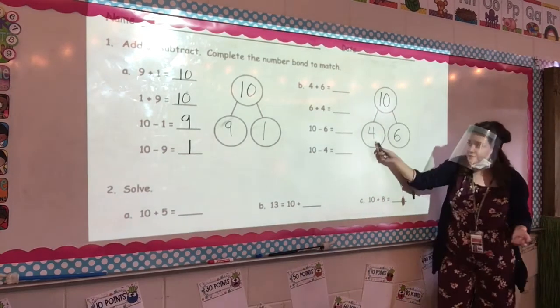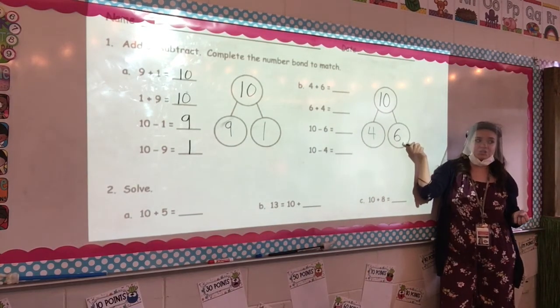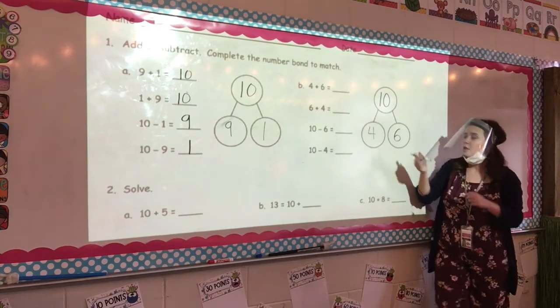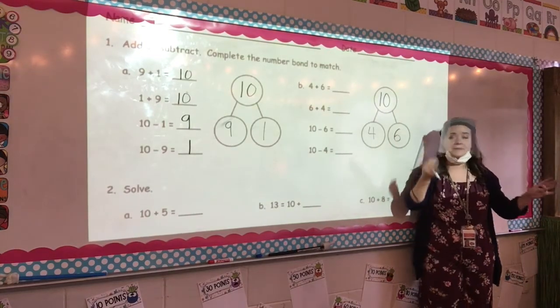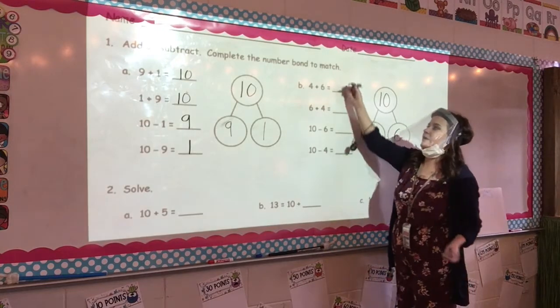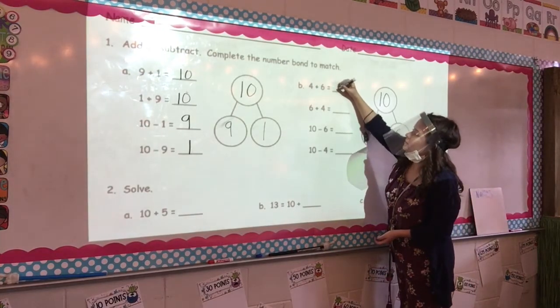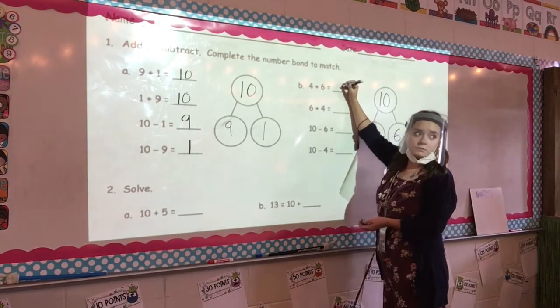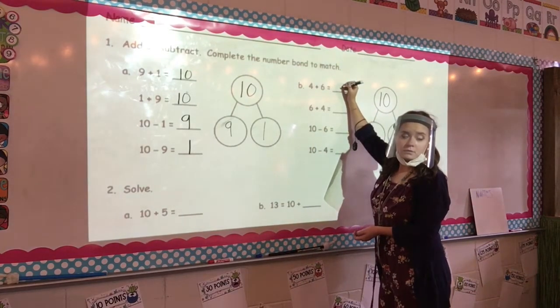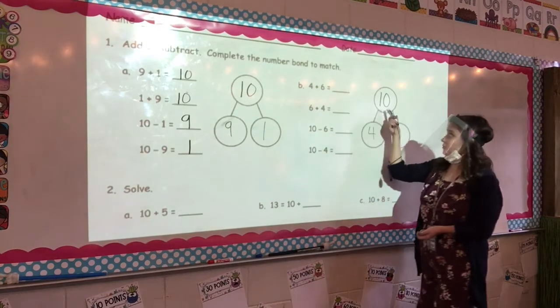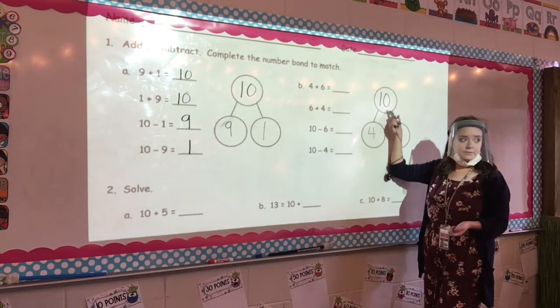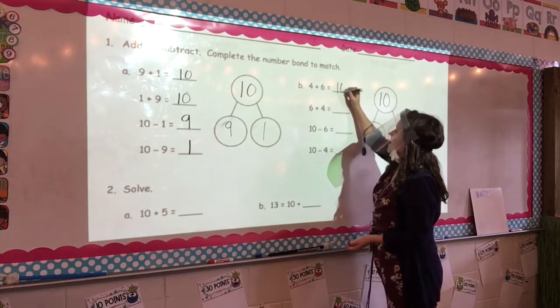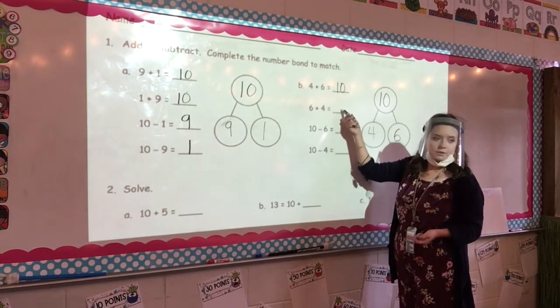If you chose to do 6 in this one and 4 in this one, that's fine too, because they're parts. They can be switched. But the total, 10, has to be on top. So Aiden, what am I going to put for 4 plus 6? What's the total? What did we just say the total was? 10. Well, Peyton, what about 6 plus 4? Do I get a different answer? 10.